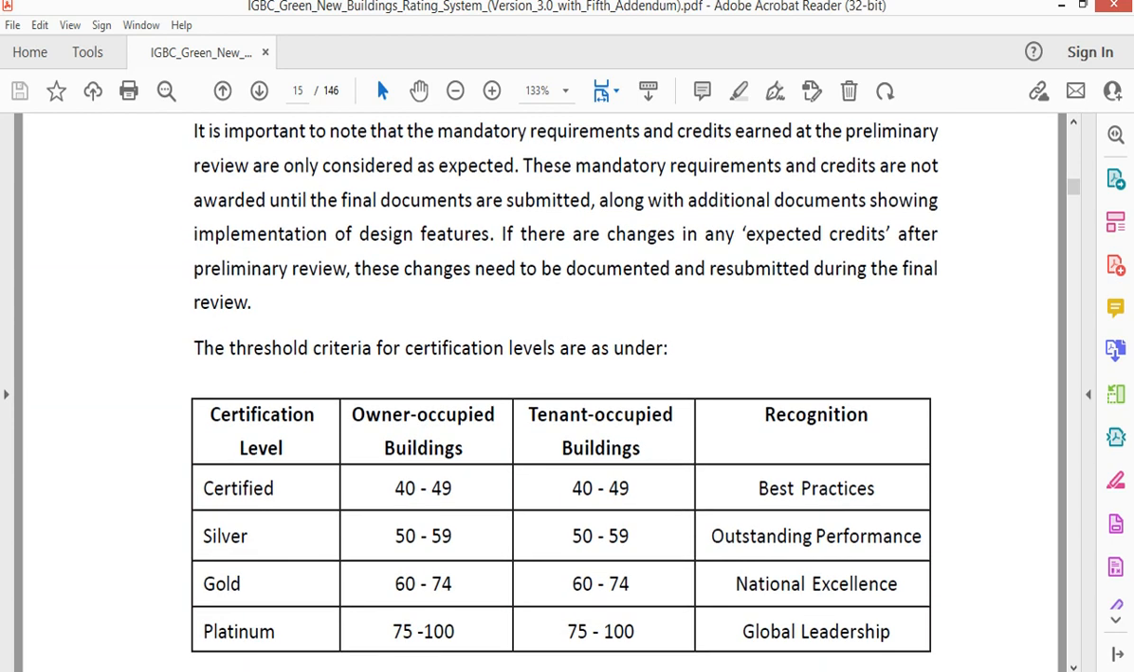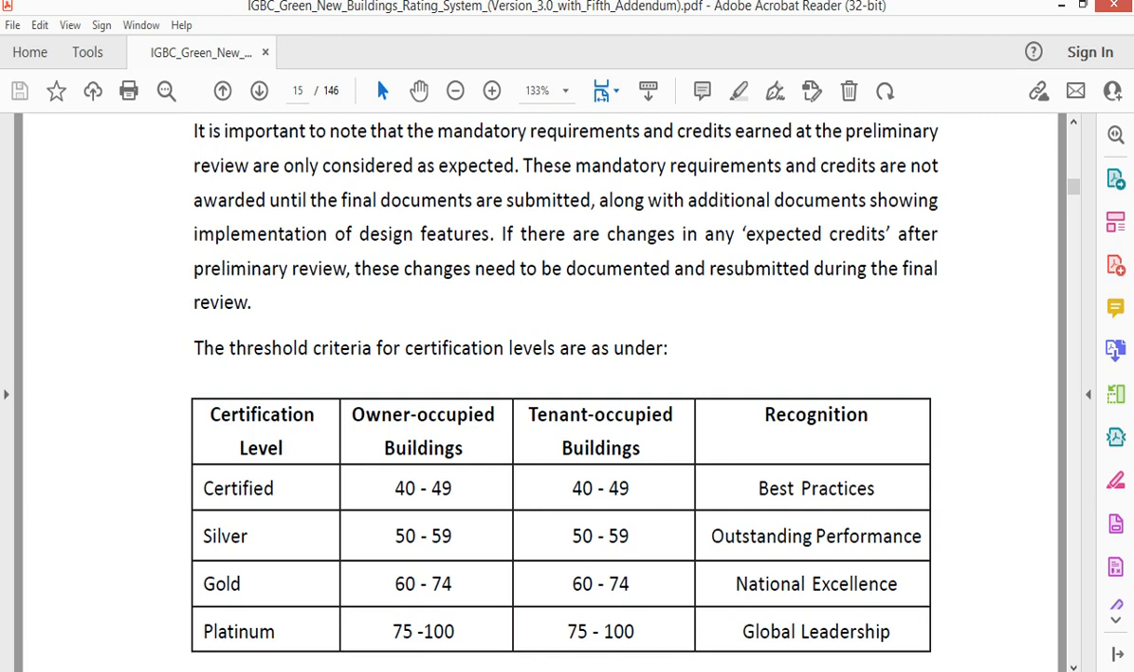One should remember that the mandatory requirements and the credits which are earned at the preliminary review are only considered as expected. These mandatory requirements and credits are not awarded until the final documents are submitted, along with the documents which show the implementation of the various design features. So if there are any changes in any expected credits after the preliminary review, these changes need to be documented and resubmitted during the final review.